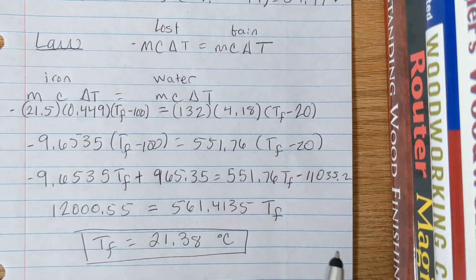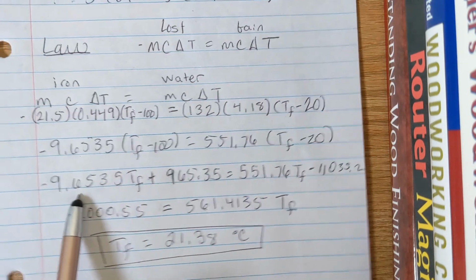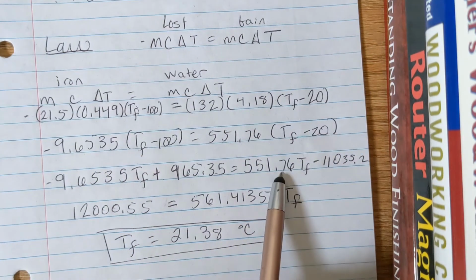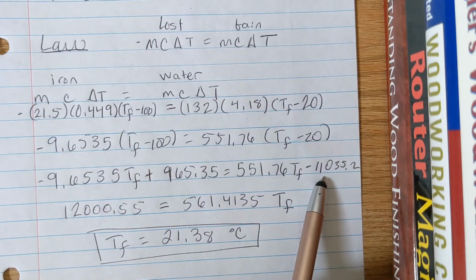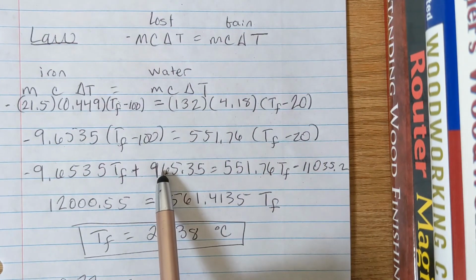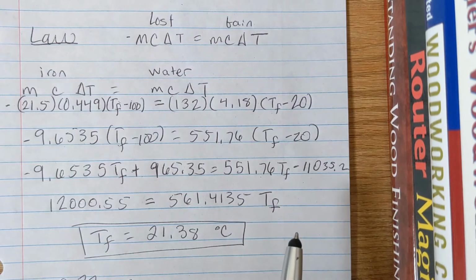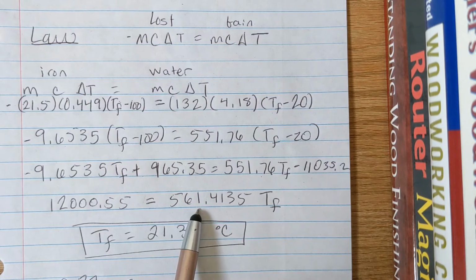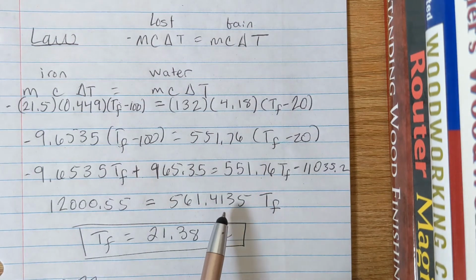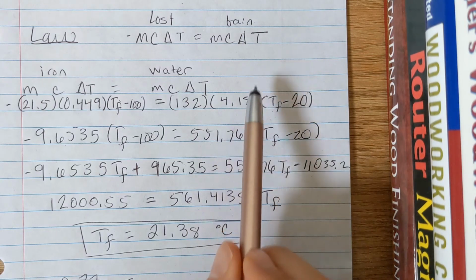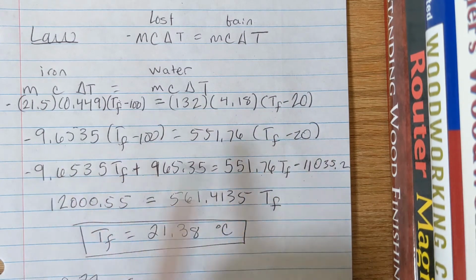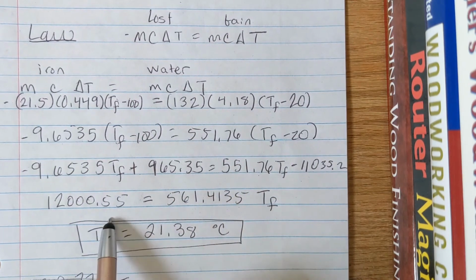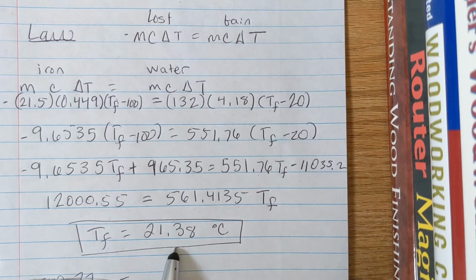Then you need to combine like terms. I like to get rid of my negatives at this point. So I would bring the 9.6535 to the right side, and then negative 11,035.2 to the left side. I just do that because I would prefer to not work with negatives. It's just one less thing to look at. Once you get to this point, if you say 12,055 divided by 561.4135, and you want to keep all these decimals, this is a lot of math to do. You can't lose your decimals up here, so that's why I wrote them all. You divide them and you get TF is 21.38 degrees Celsius.